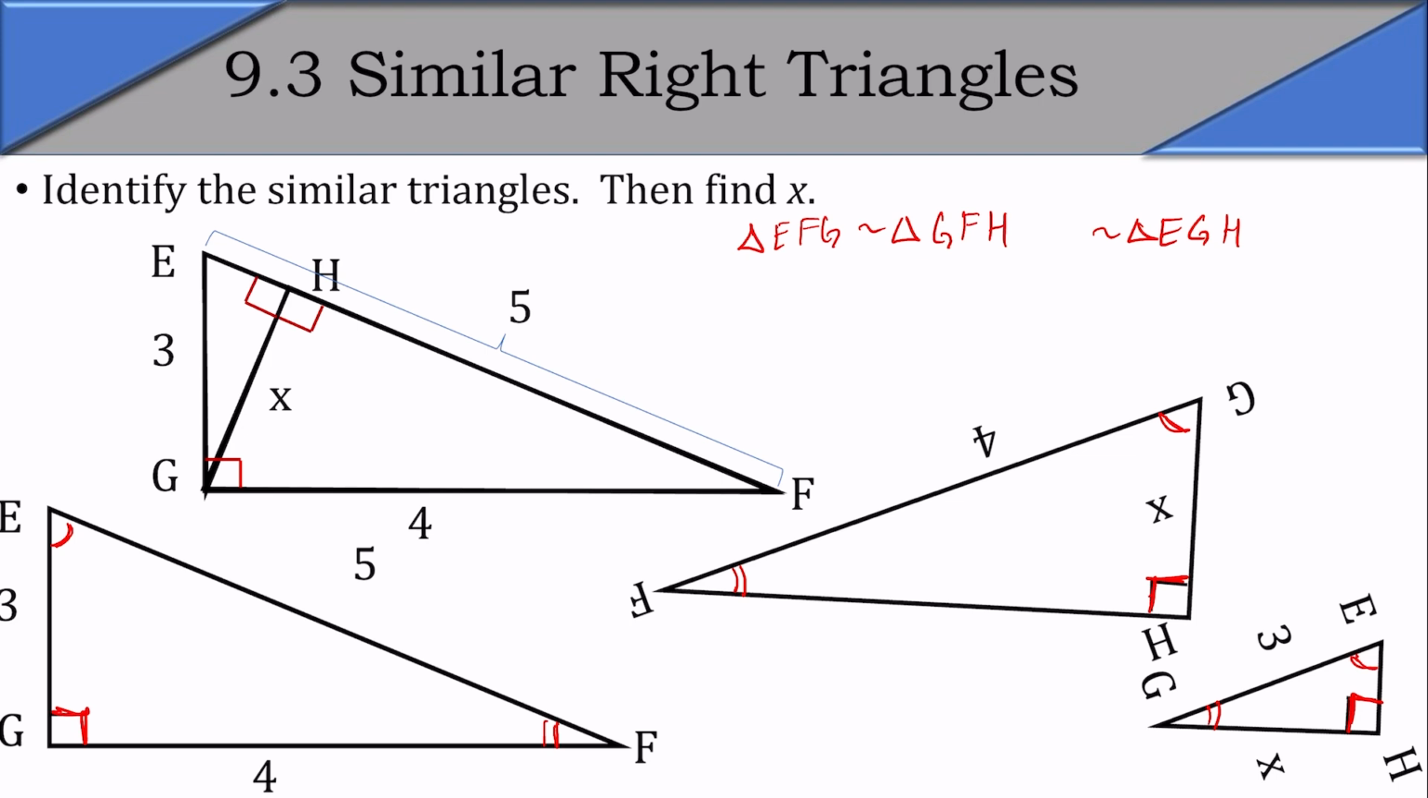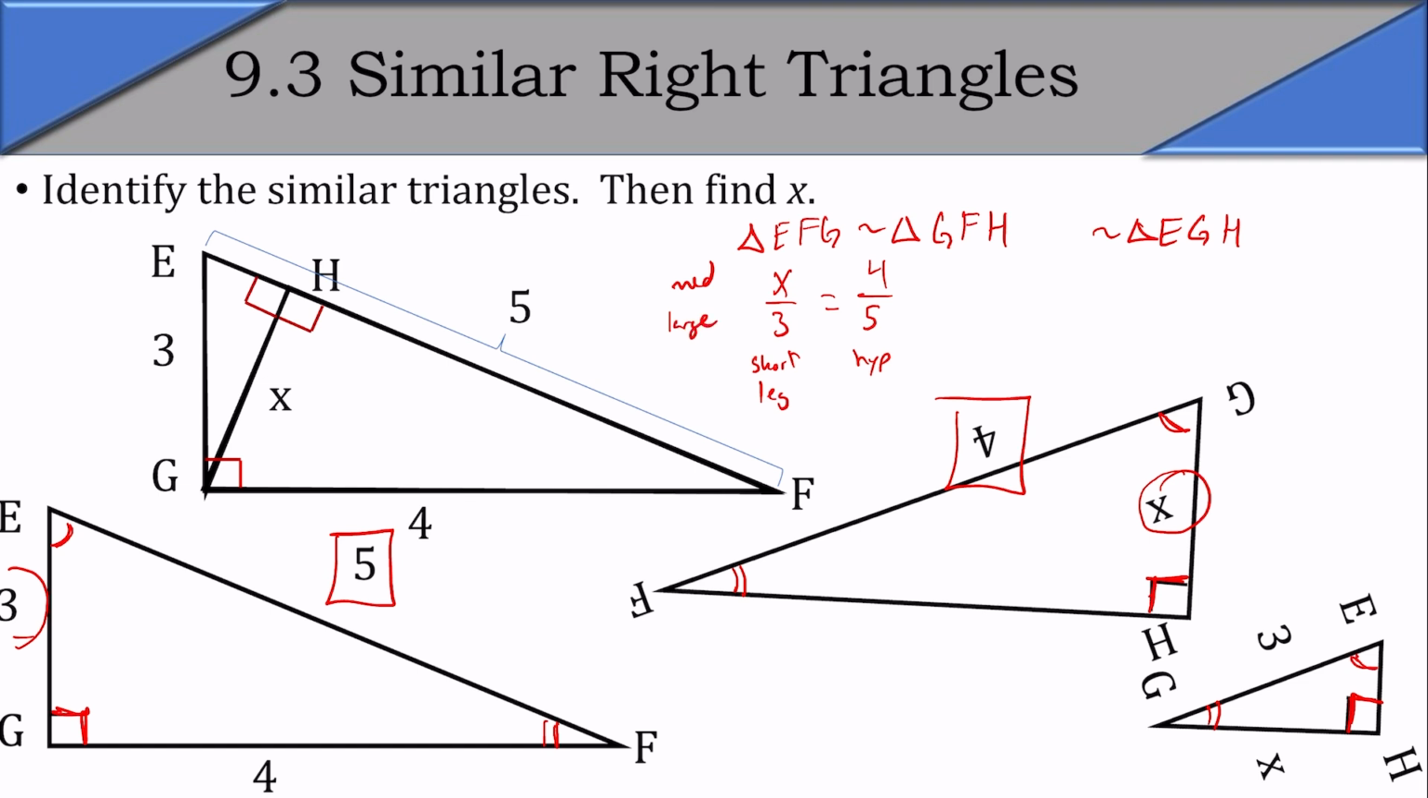To find x, we need to pick two of those three triangles that have corresponding parts that we know. For example, in the medium triangle, x is the short leg. On the original triangle, 3 is the short leg, so those go together. And then I know the hypotenuse and the hypotenuse. So I did short leg over short leg, and then the hypotenuse of the medium triangle over the hypotenuse of the large triangle.